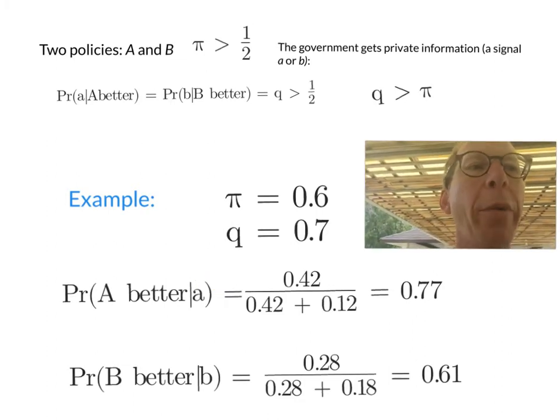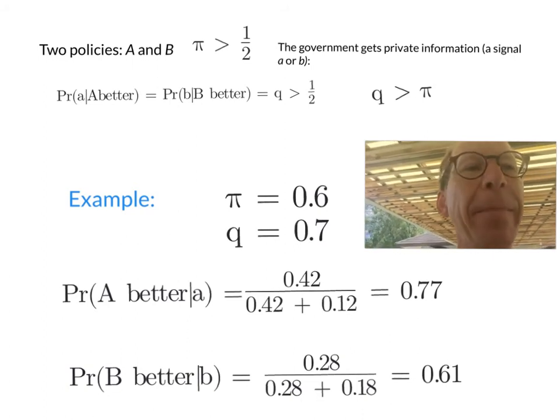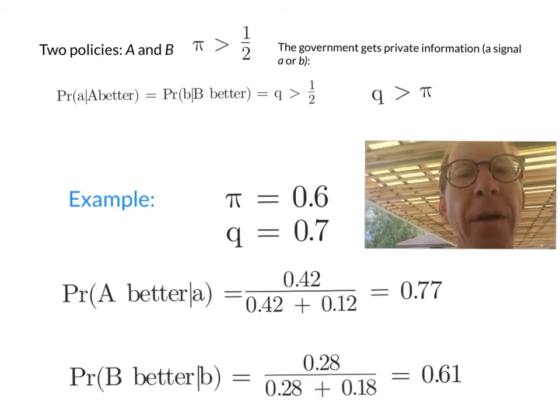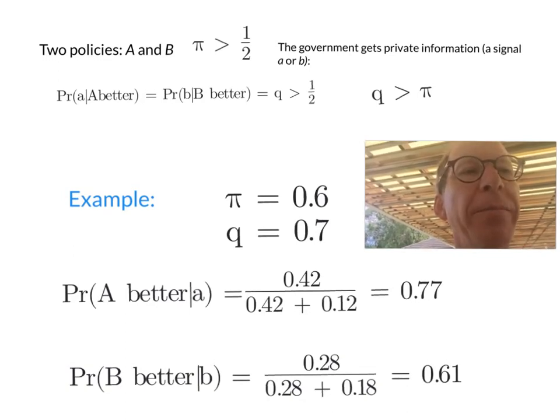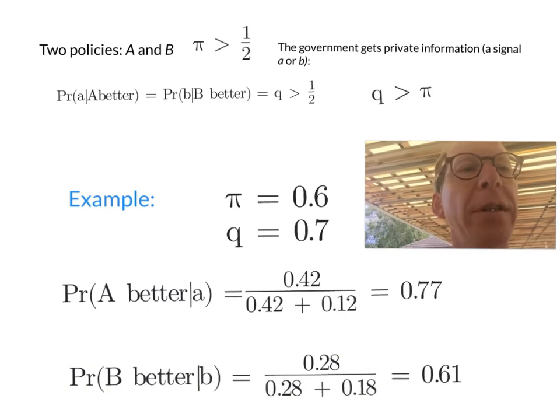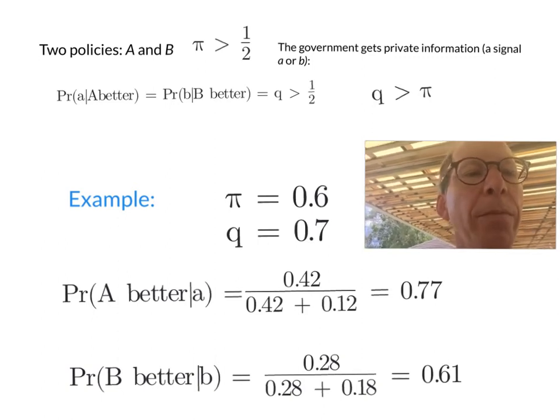Now, remember, what we're interested in here is whether capital A or capital B is the better policy. The government needs to take into account the prior information that's captured by our pi, our 0.6, plus its private information captured by its signal. It does that through applying Bayes' rule.